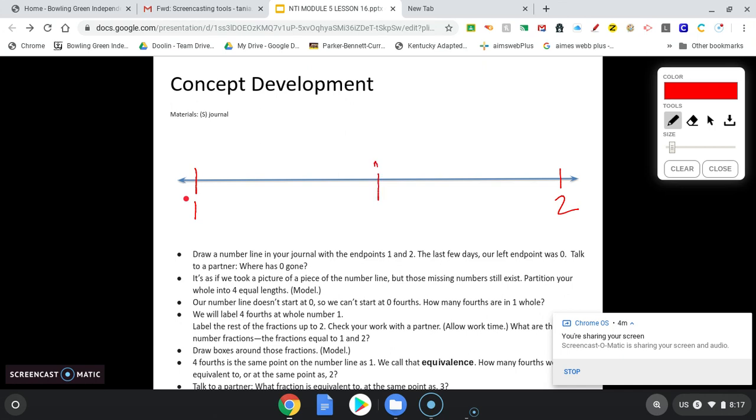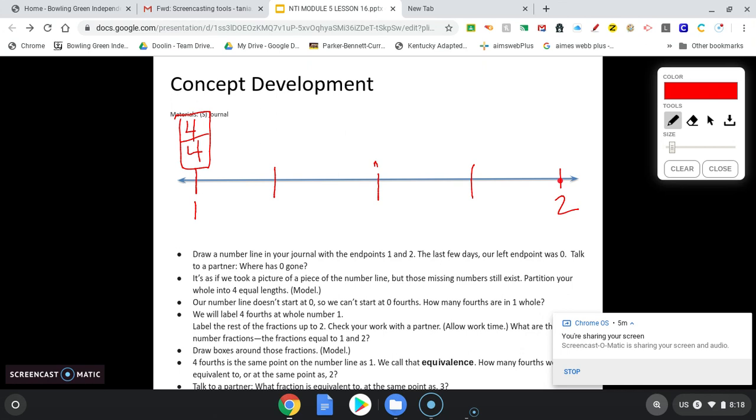So we're going to put a tick mark there, 1 here, and 1 here. So now we have 4 equal lengths. So I have 1, 2, 3, 4 equal lengths. So our number line doesn't start at 0, so we can't put 0/4 there. It starts at 1 whole. So how many fourths are in 1 whole? Very good. There are 4/4 in 1 whole. So we're going to label this 4/4 and put a box around it to show that that is 1 whole.